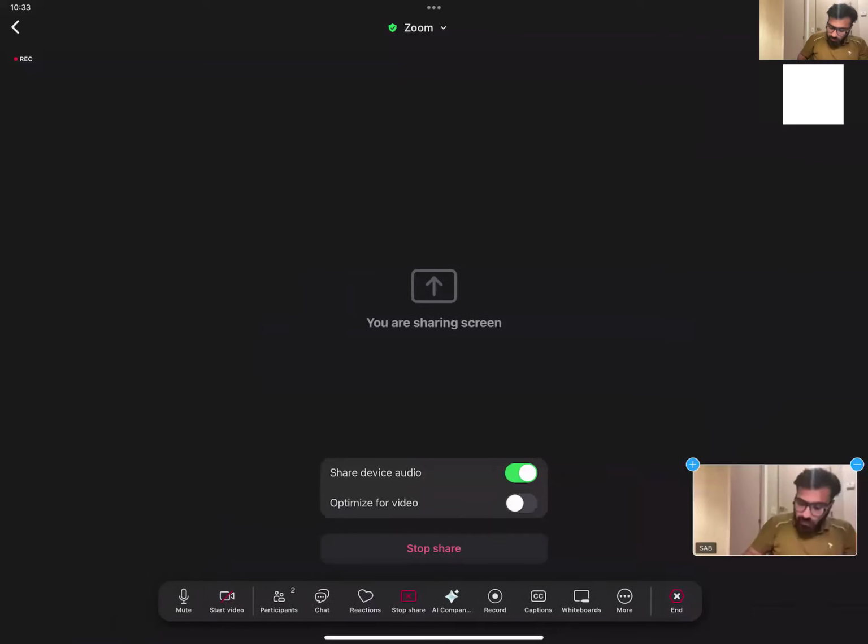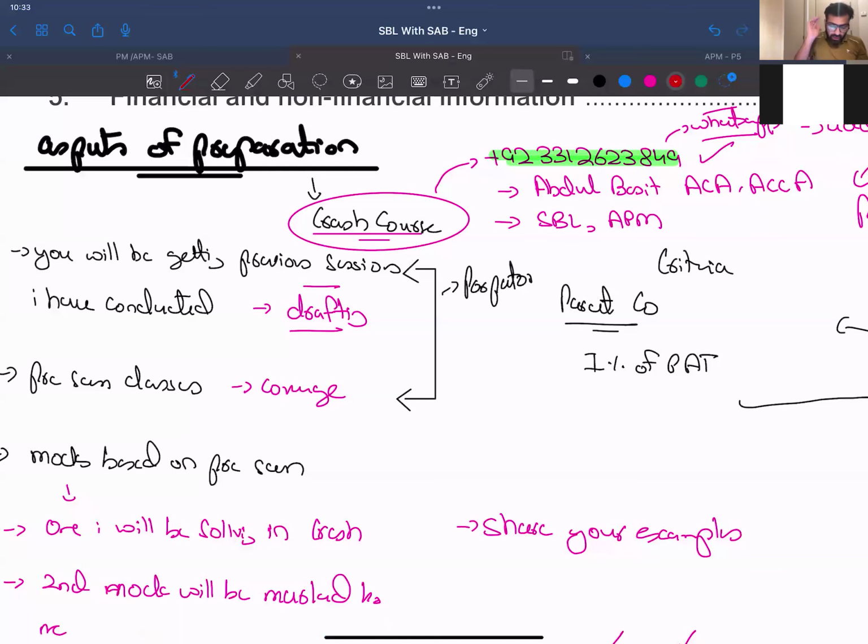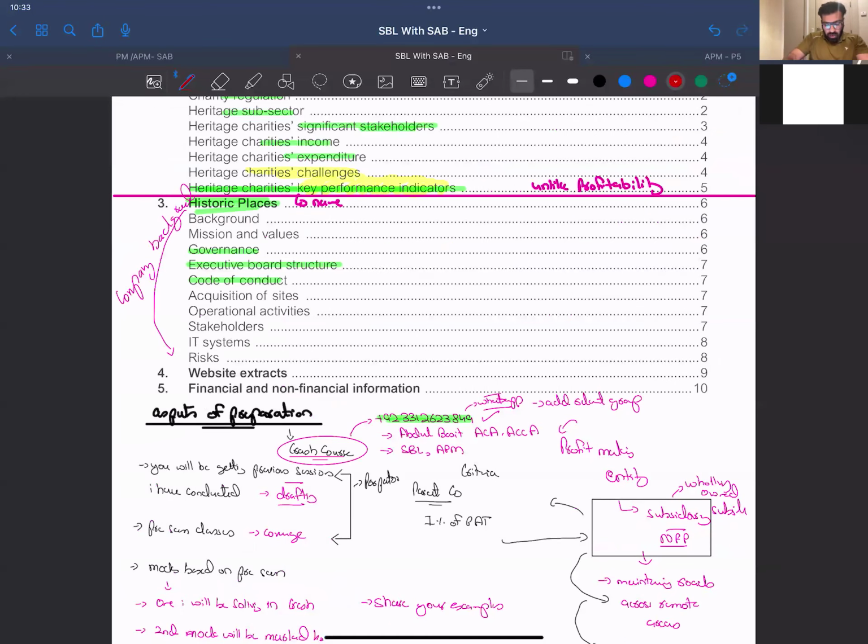So let me share the screen first, cover the pre-seen, and then I'll let you know the further plan, right? So this is as far as the last part, in which we have discussed these pages, I believe. The highlighted pages have been discussed.